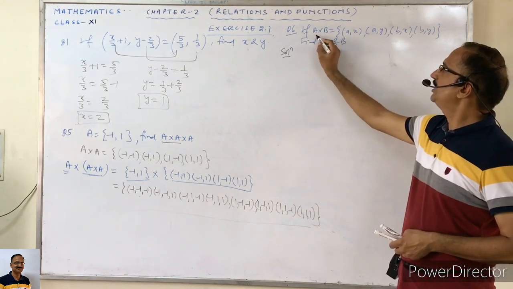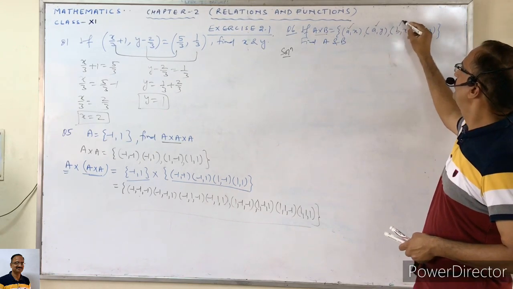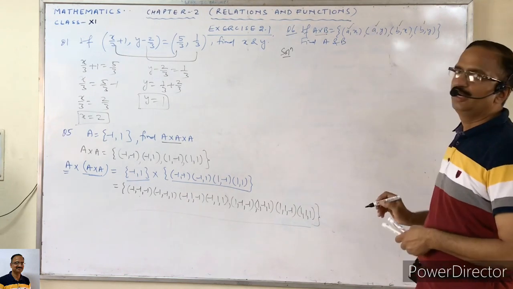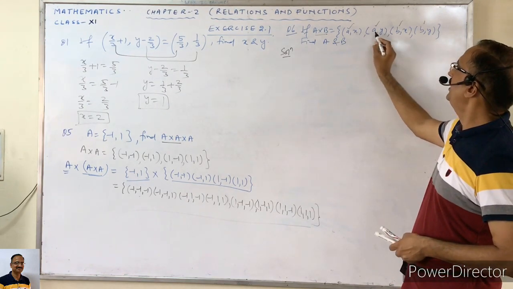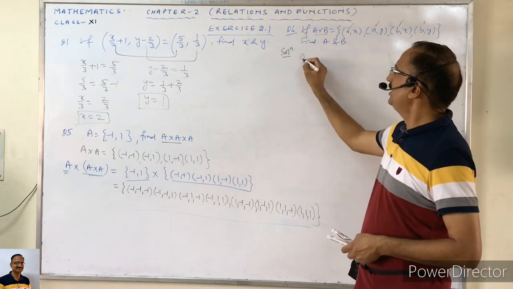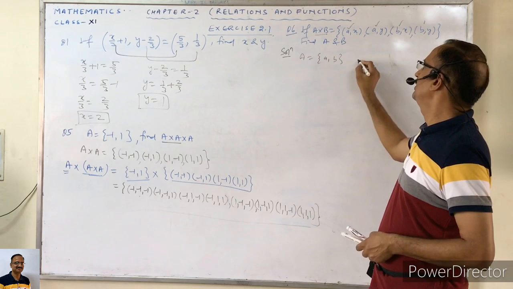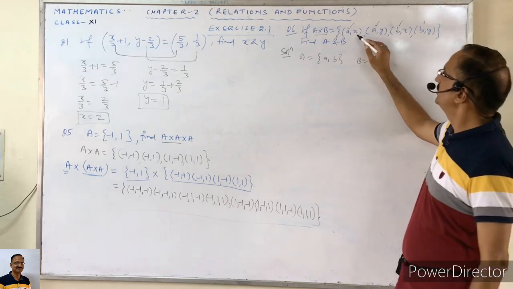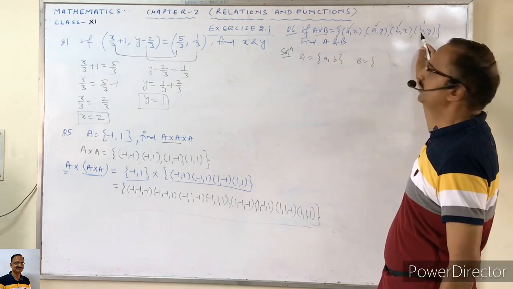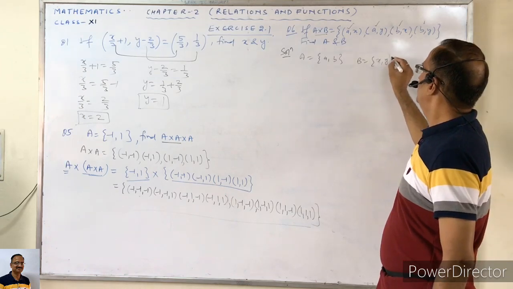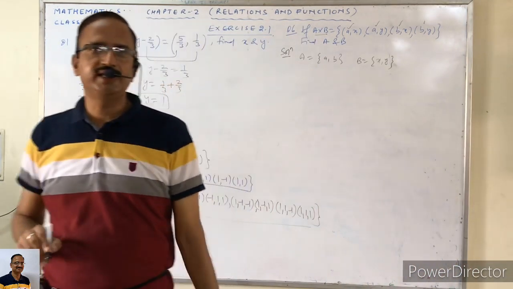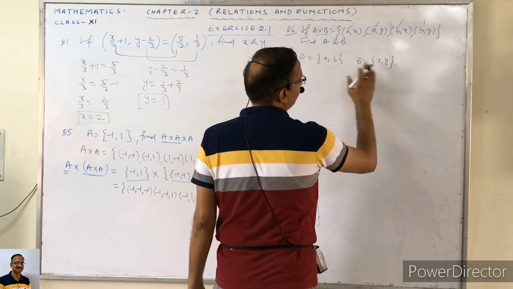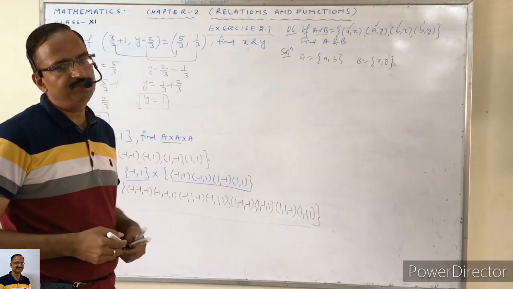As we know that in A cross B, the first element belongs to set A and the second element belongs to set B. Now the first elements are A, A, B, B. It means A is A, B. Now come to B. The second element belongs to B. This is X, Y, X, Y. So we can say set B also has two elements, that is X and Y. Therefore A cross B has four elements, 2 multiplied by 2. So these are set A and B.